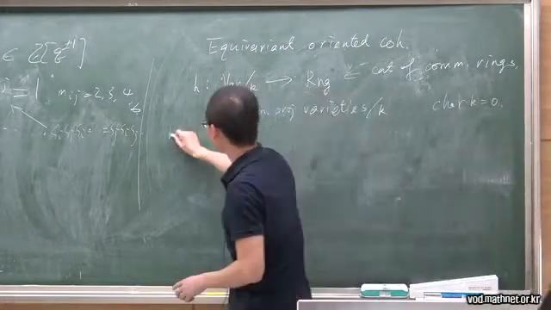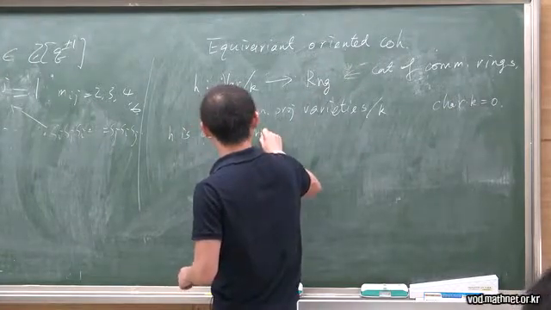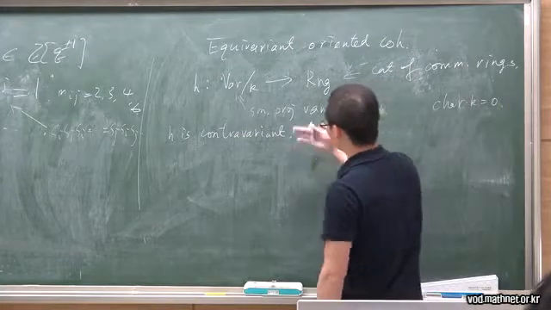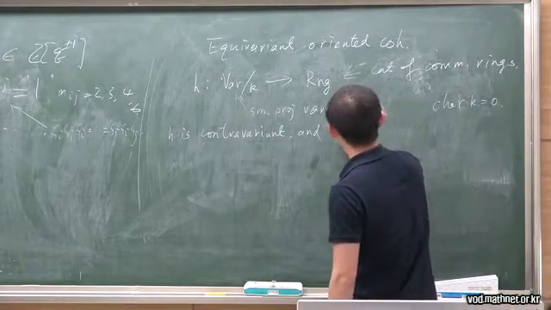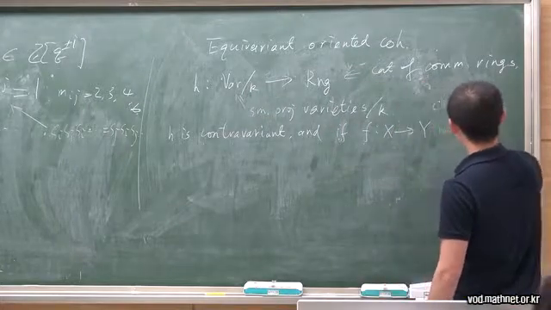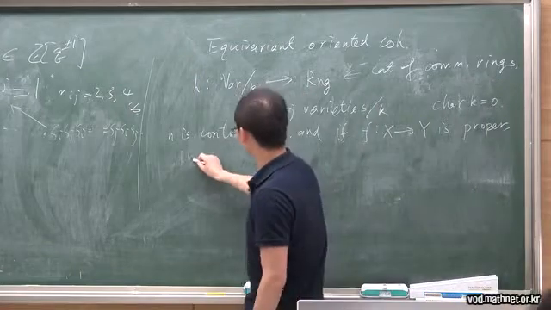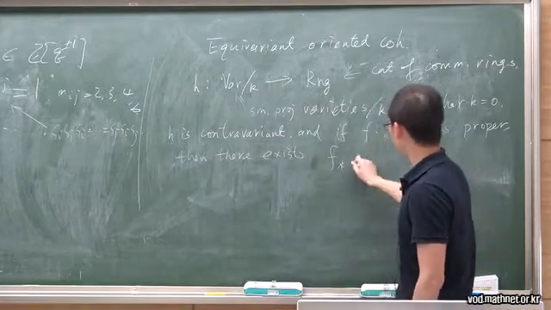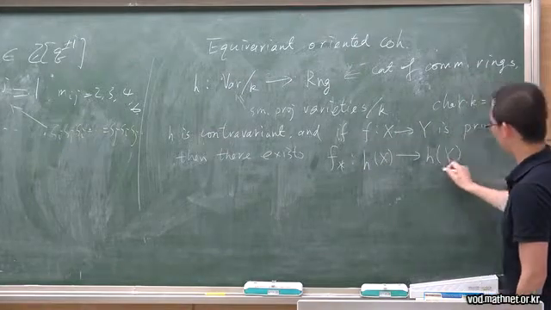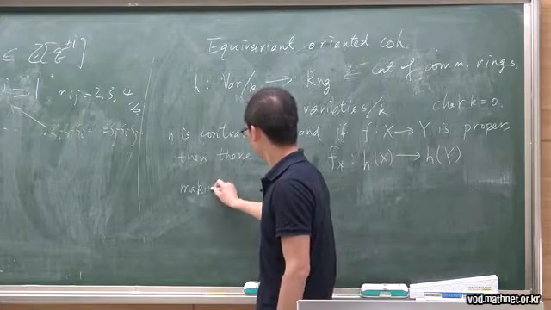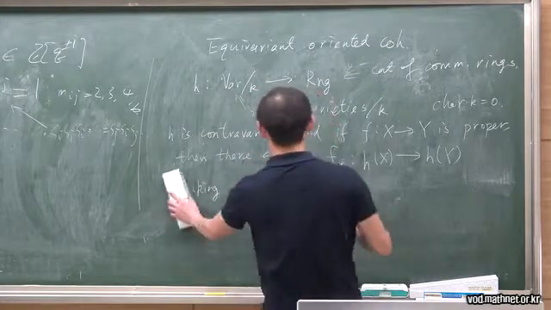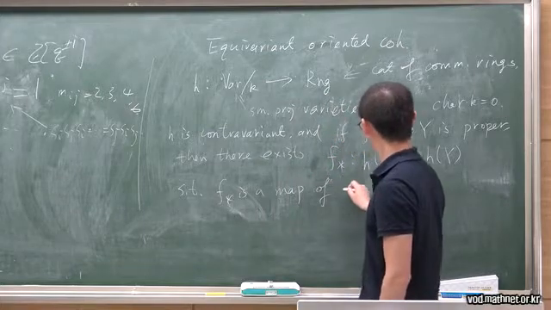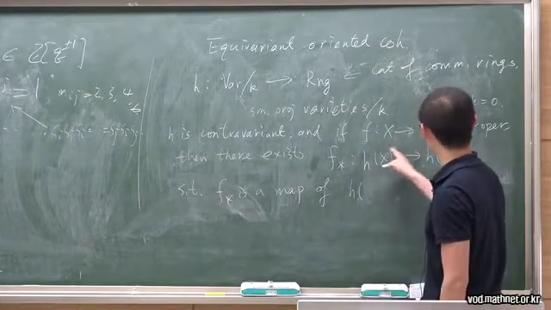Okay. So basically H is contravariant, and of course what makes it oriented cohomology is this property: if f from X to Y is, for instance, projective, then there exists a push forward, lower star, from H of X to H of Y, such that f lower star is a map of H of Y modules. Let's be careful, it's modules.